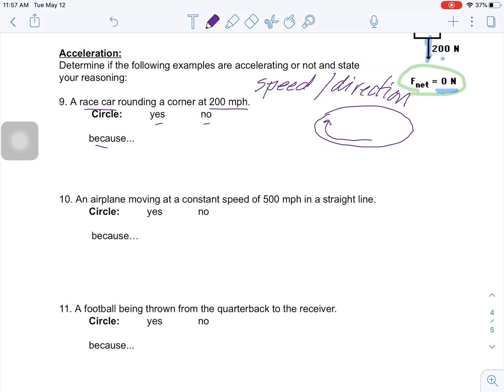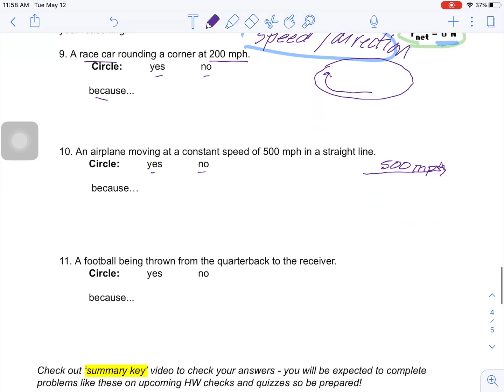Great. Airplane at a constant speed. So the airplane is already flying. It's reached its flying altitude. It's going at 500 miles an hour in a straight line, headed for its destination. What would that be for acceleration? Yes or no? And again, see if you can get those keywords in there.